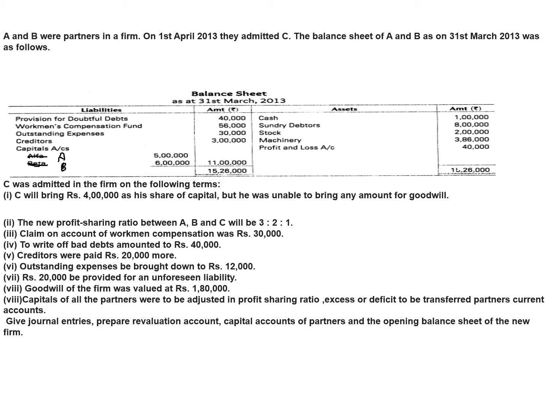Now here we are having a question. A and B are partners in a firm. On 1st April 2013, they admitted C. The balance sheet of A and B as on 31st March 2013 was as follows. You are given the balance sheet of A and B on the date of admission of C.